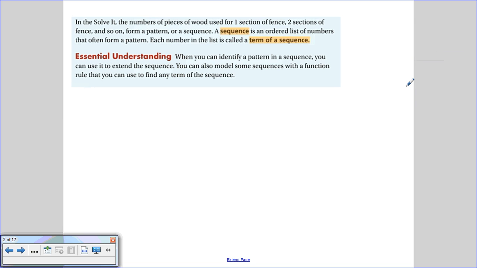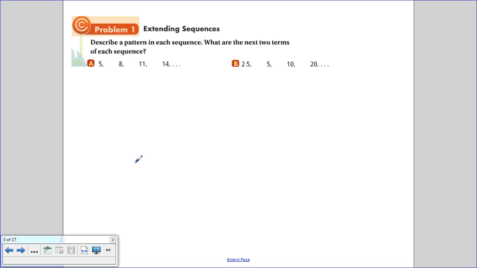Okay. So what we want you to know from this is that a sequence is an ordered list of numbers that often form a pattern, and that each number is called a term. So make sure that you write that down. We want you to describe a pattern in each sequence and then find out what are the next two terms. So the first thing that's usually a good idea is to check to see if we are adding or subtracting the same number each time.